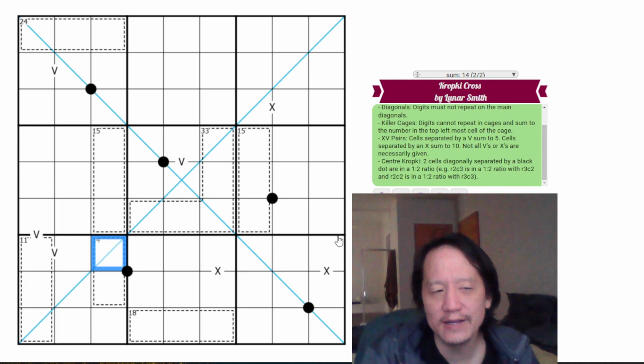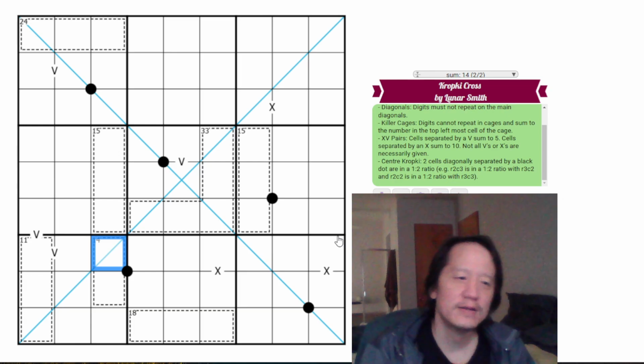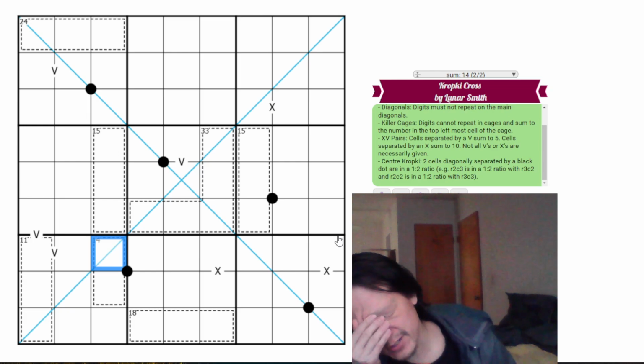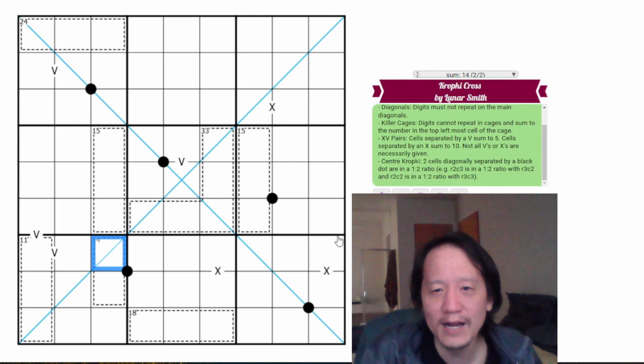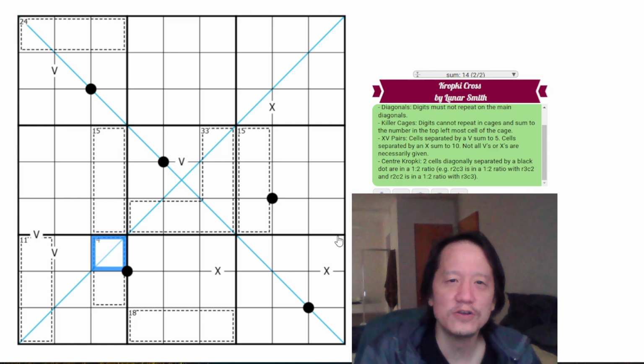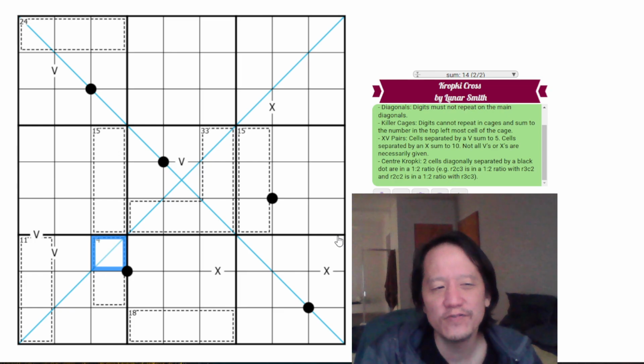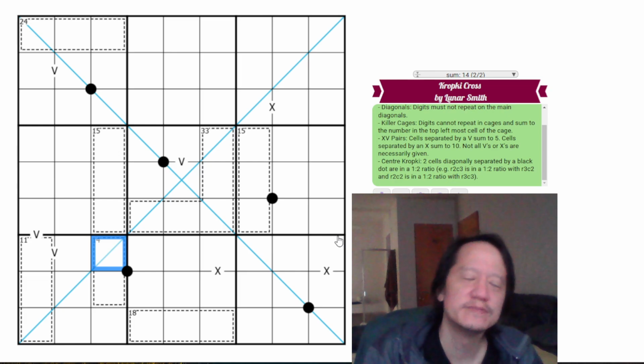I think, I don't know, it's hard to say. I always feel a little weird with the non-negative constraint rule, where you basically say not all X's or V's are necessarily given. I mean, I think that's kind of obvious by the wording, but maybe not.